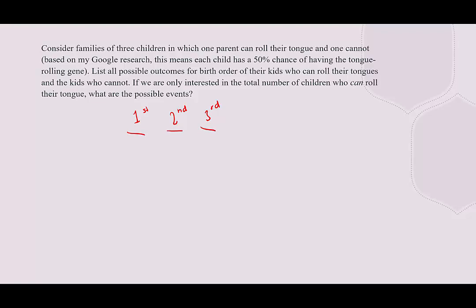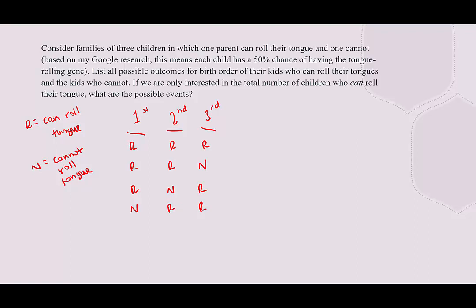Well, because this is kind of weird, I'm gonna say R is that they can roll their tongue, and I'm gonna say N is cannot roll their tongue. Okay, so let's look at the possible combinations here for these 3 kids. First up, maybe they can all roll their tongues. That not rolling tongue gene did not come on strong, and all 3 kids can roll their tongue. Well, what else? What about when 2 kids can roll their tongue? Then we have the first and the second, but the third cannot. We could have the first and the third, but the second cannot. Or we could have the second and the third, and the first cannot.